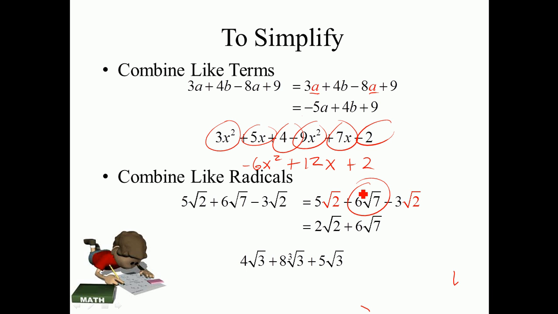Another example, we'll go through this one: 4 times the square root of 3 plus 8 times the cube root of 3 plus 5 times the square root of 3. Notice what the like terms are. We have one like term here and here. This one right here is not a like term because it's not the square root of 3. It's the cube root of 3. It's not the same thing. So we can combine those two together to get 9 times the square root of 3, and we just leave the rest of it alone. So that will just be 8 times the cube root of 3. And from there we're done because we've combined our like terms.